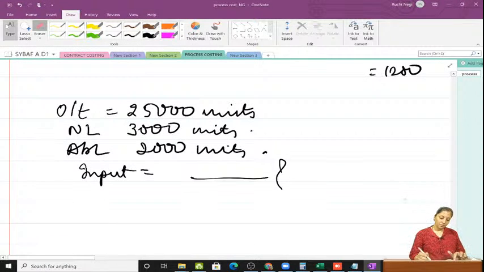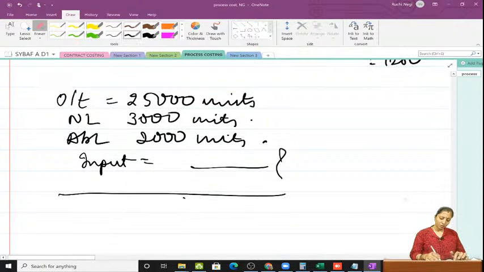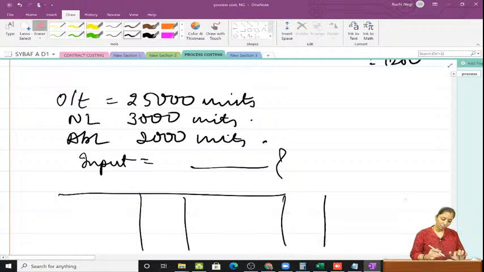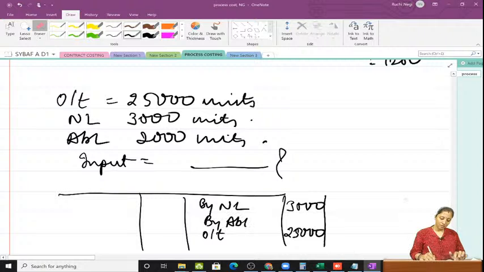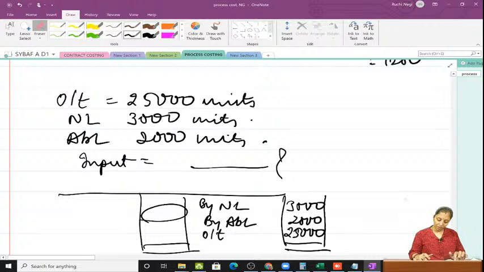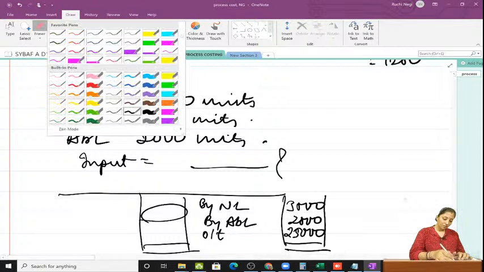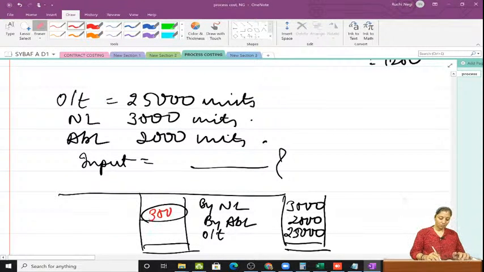Okay, output is 25,000. Whenever such sums are there, without a process account you will not get the answer. You have to make the process account. So output comes on the credit side, how much is it? 25,000. Normal loss is how much? 3000. Abnormal loss is how much? 2000. Solve it, close the quantity column, whatever is the balancing figure. 25 plus 2 is 27, 27 plus 3 is 30. So my answer is 30,000. So this is my input. Okay, so this is how I will calculate.